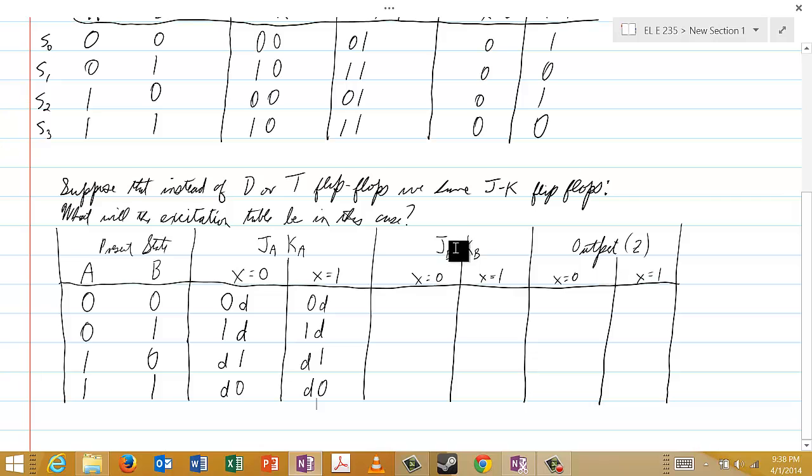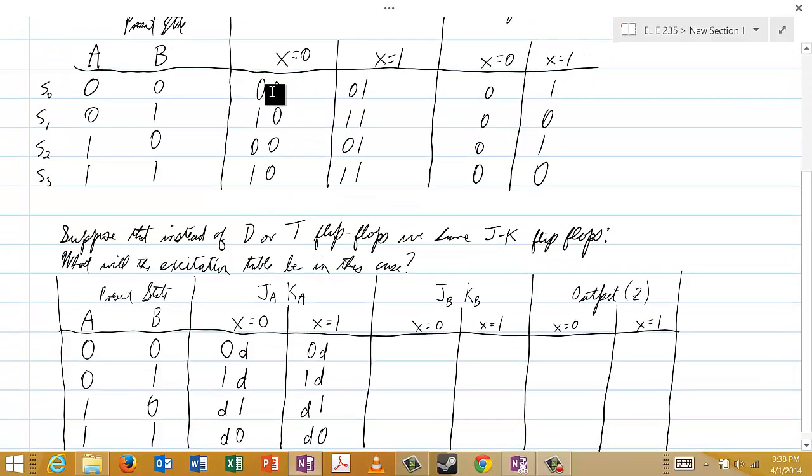And so now we're ready to go to JB and KB. For the x equals 0 column, we come back over to here, but now we're looking at B rather than at A. Now, one thing we can say right away is that in this x equals 0 column, the next value of B is always 0.